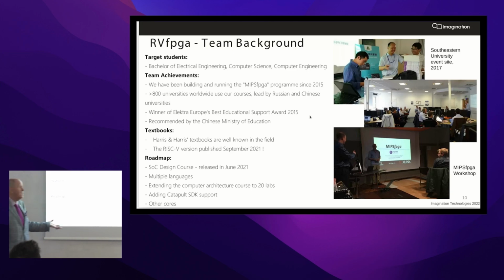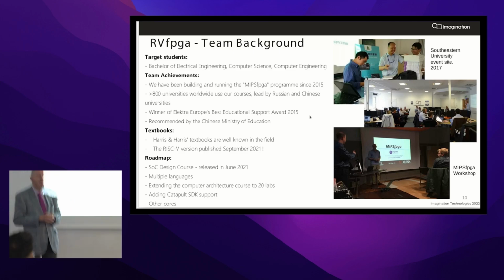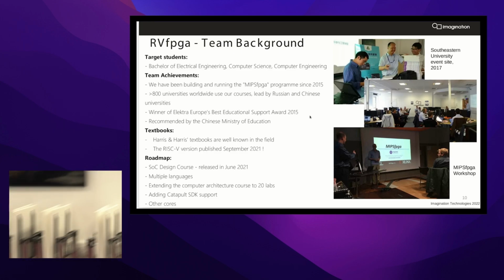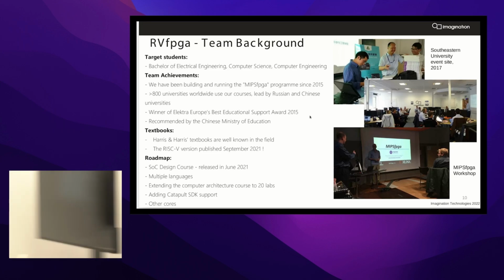And RVfpga, the team who's written this, were the people who originally did MIPS FPGA some years ago. So we had a practice run. So the second time around, we were able to do it even better. Danny Chaver Martinez and Sarah Harris are the 2 principal authors, and Zubair Kakakhel is the author of the SoC materials. And we had a lot of success when we launched MIPS FPGA. I can tell you RVfpga has overtaken what we did with MIPS FPGA already in terms of numbers of downloads and numbers of universities adopting it. So this is becoming a global movement, and we're very proud of it.